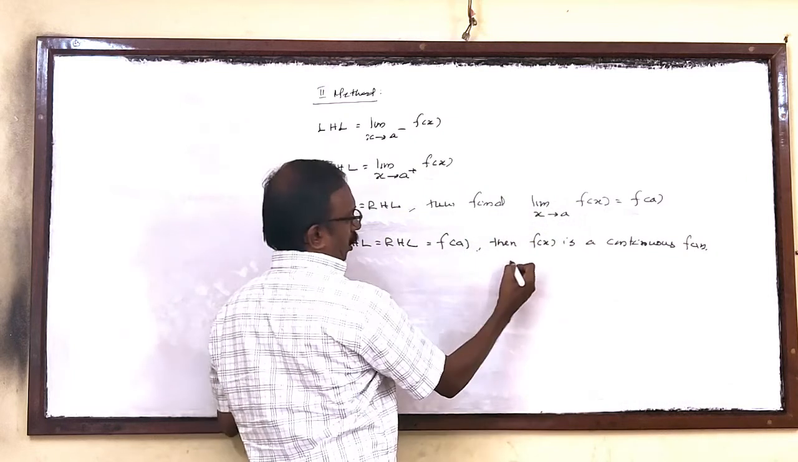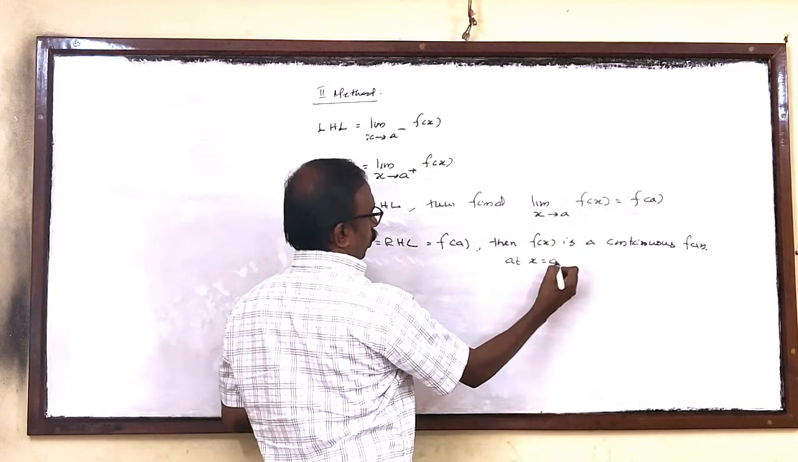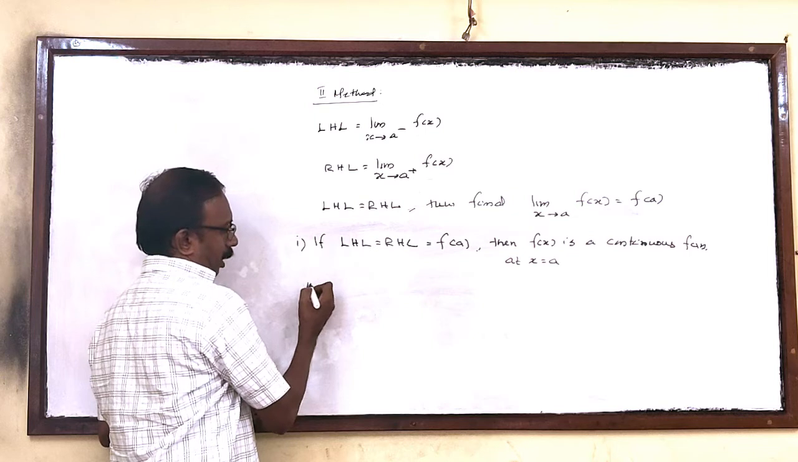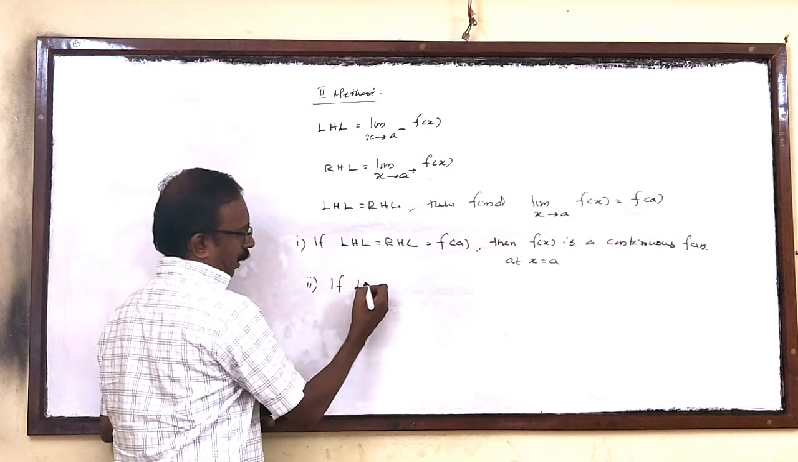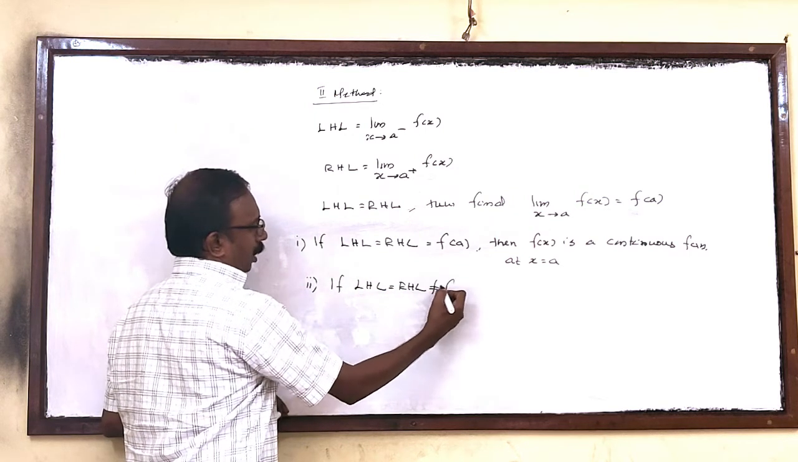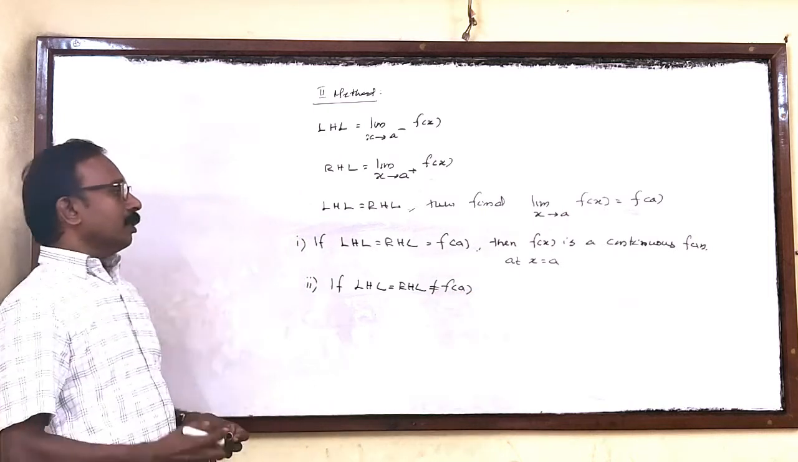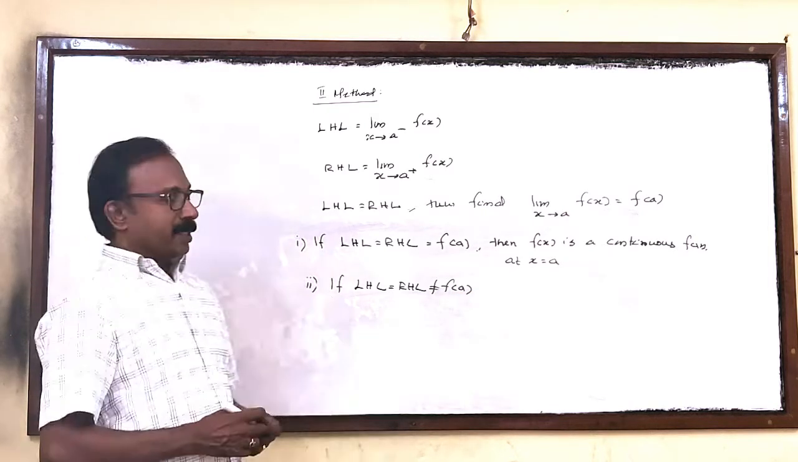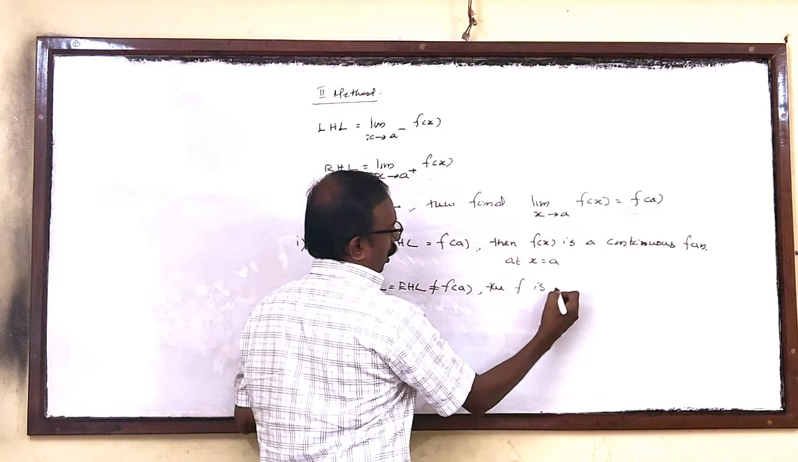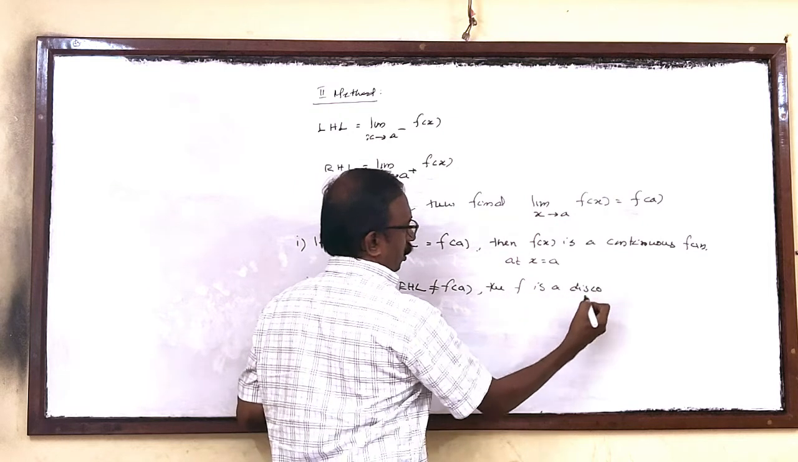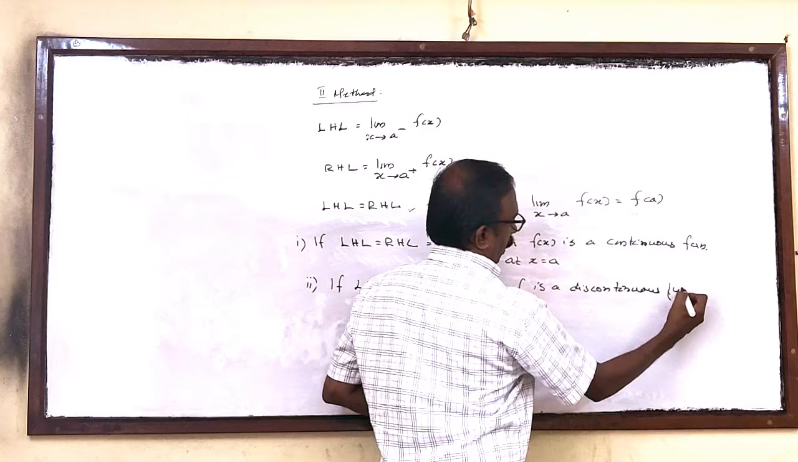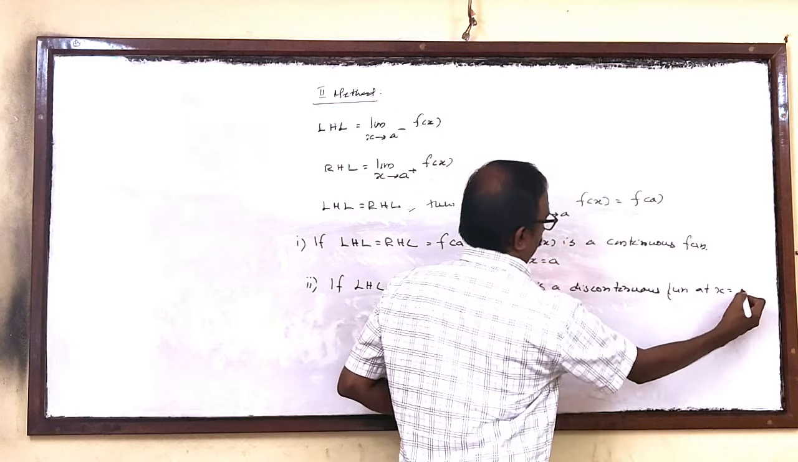At that constant, at x is equal to a. If any one of these conditions fails, if LHL is equal to RHL but not equal to f of a, then f of x is a discontinuous function. Then f is a discontinuous function, otherwise f is a continuous function at x is equal to a.